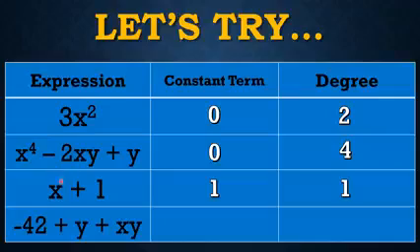What is the constant term of negative 42 plus y plus xy? Okay? Yung negative 42 is a number na walang kasamang letter. So this is our constant term. Okay? Negative 42. Y is not because it is a variable, and xy is also not a constant because they are also variables. What is the degree? So negative 42 has 0 exponent, y has 1 exponent, xy holds 2 exponents, 1 from x and 1 from y. Thus, the degree of this expression is equal to 2.